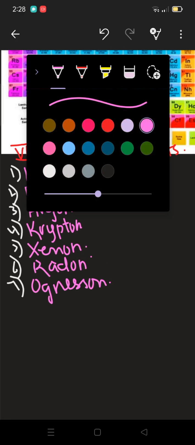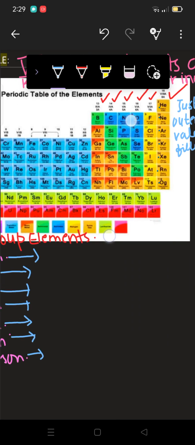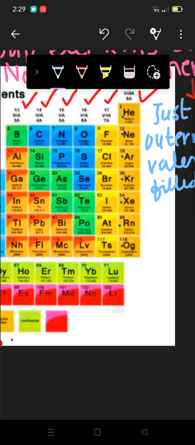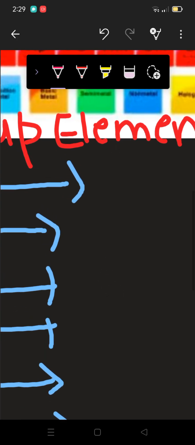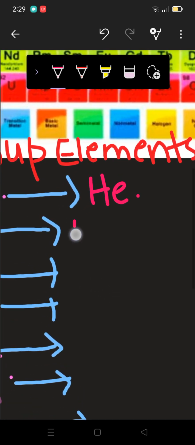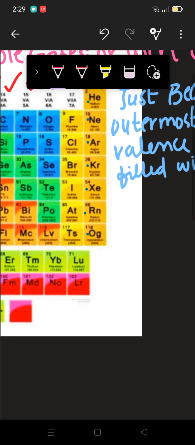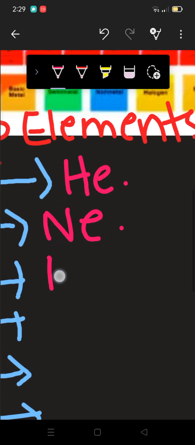Now let's talk about the atomic number. Not atomic number, but we are going to discuss their symbols first, then we'll discuss the atomic numbers. So here I am making arrows so that I can write their symbols. As you can see here, helium is represented with capital H and small e. Then we have neon, represented with capital N and small e. Then we have argon, which is represented with capital A and small r.